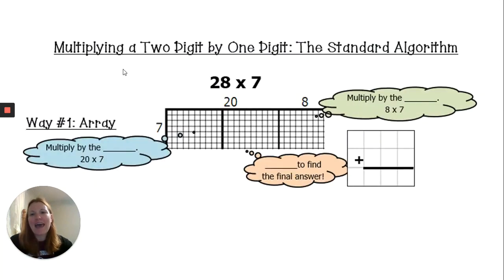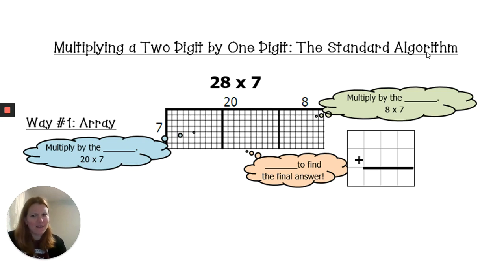Today we're going to be looking at multiplying a two-digit number times a one-digit number. And you might be thinking, hey, we've been doing that for the last 2 weeks, Miss Davis. Well, yeah, we have. But today we're going to look at what's called the standard algorithm. This is the way that your parents have learned how to do it, and it's the fastest way to do it with the least amount of writing.